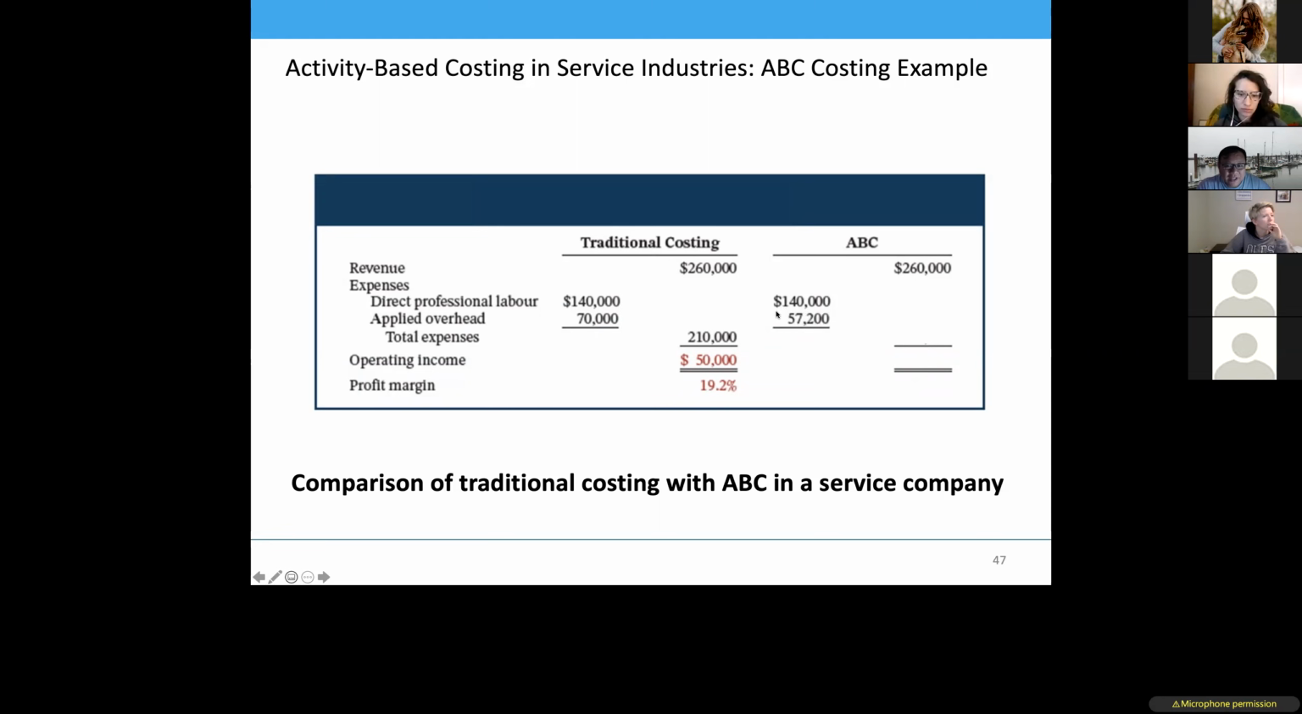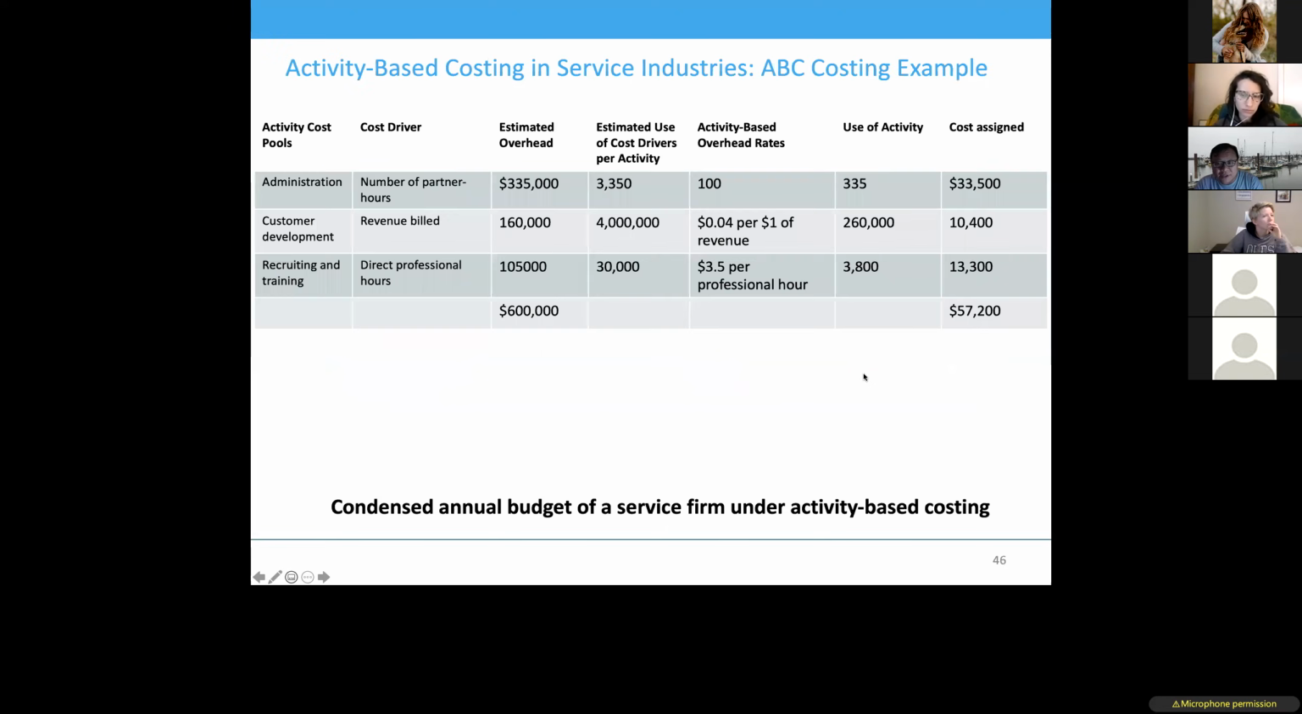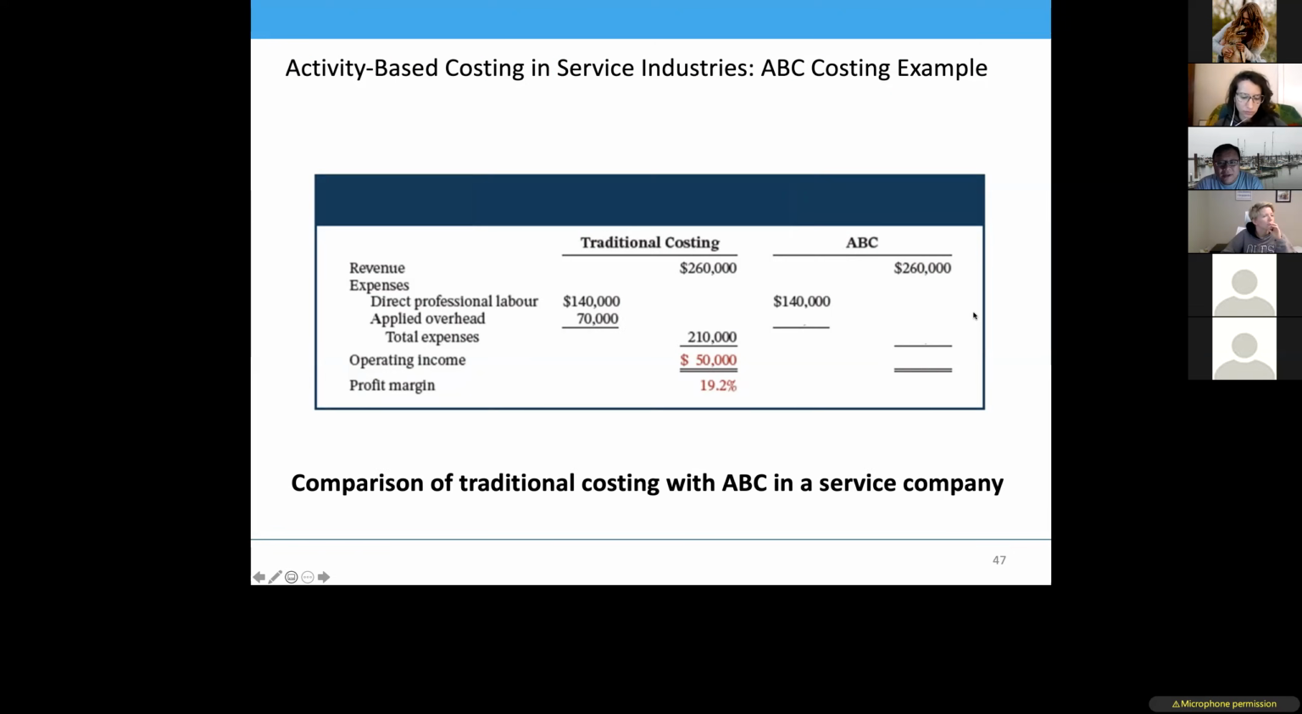So let's take a look at ABC. For ABC, we figured out this number should be 57,200. We calculated this number. And then my total expenses together is 197,200. My operating income is higher, 62,800, and my profit margin is actually higher, 24.2%. So you can see this is the contrast between the two costing systems for the service industries. That's quite significant, right? A 5% difference in profit margin.